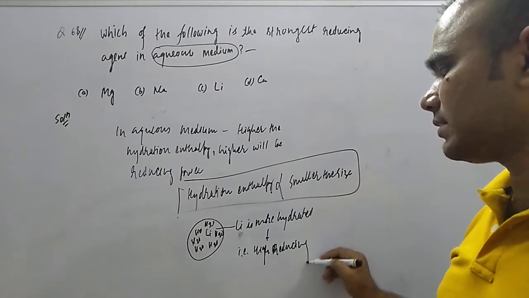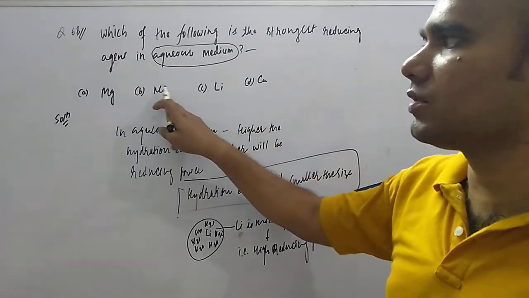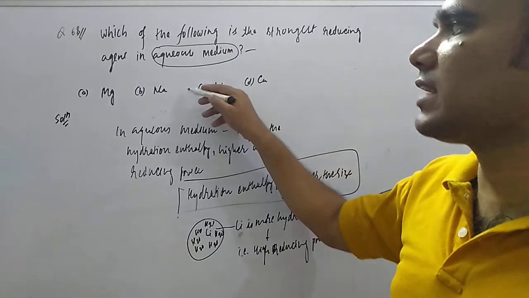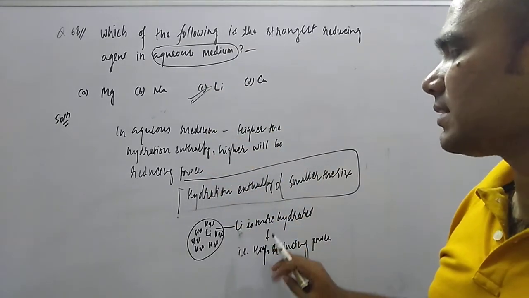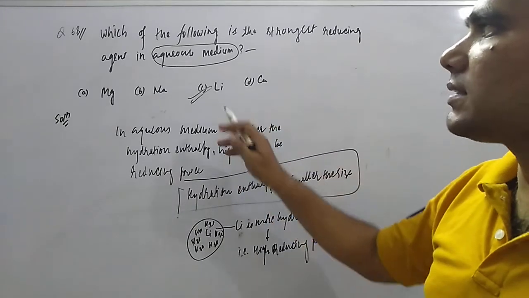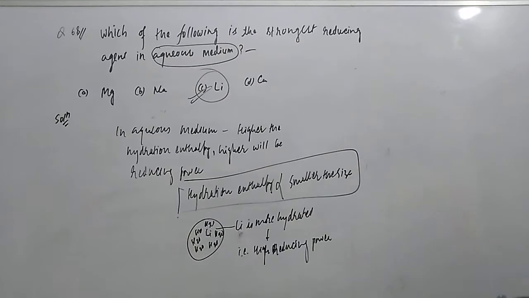And even though you can say student, it is having also small size compared to sodium, magnesium and calcium, it is having small size, high hydration enthalpy. As a result of this, it is the strongest reducing agent compared to all other magnesium, sodium and calcium.